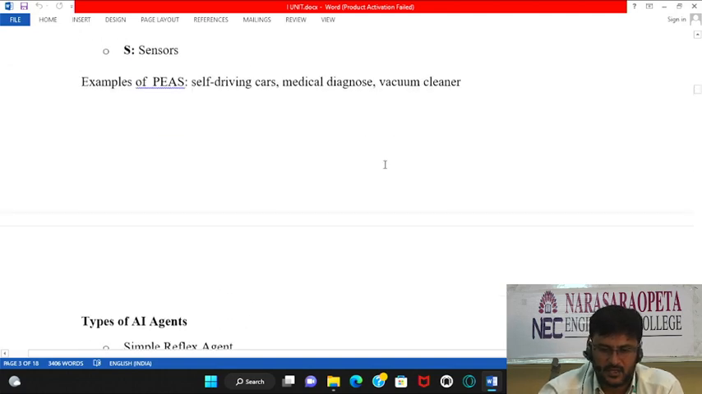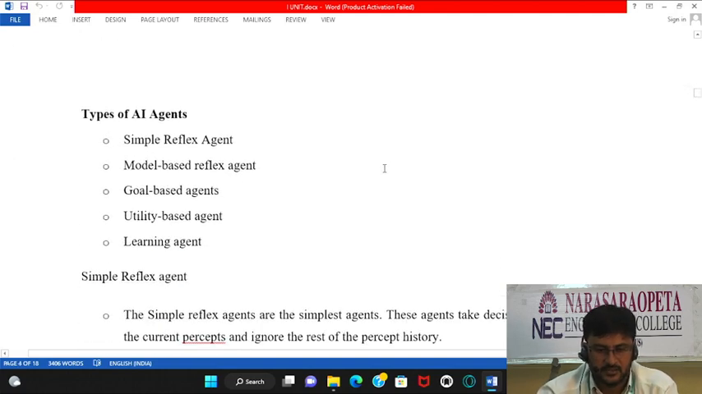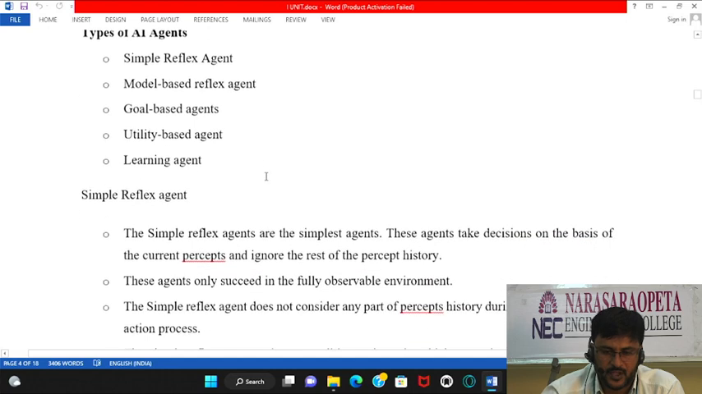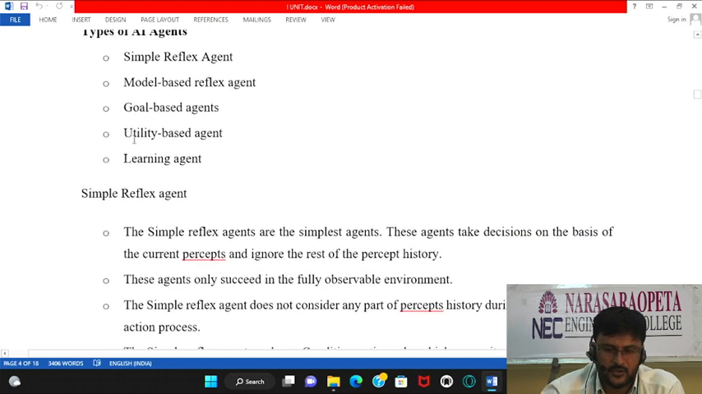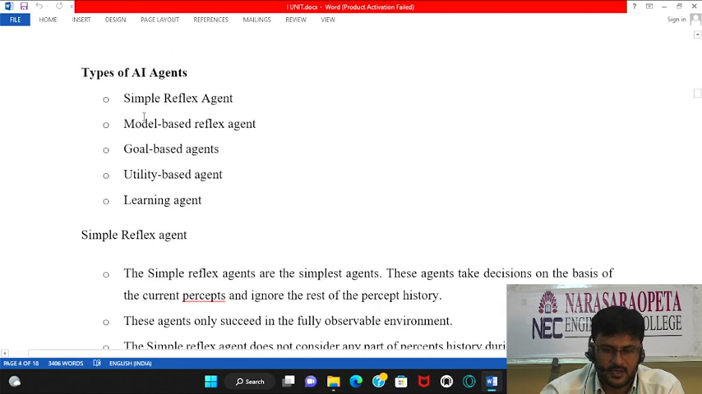So what are the types of AI agents? There are different types of agents: simple reflex agent, model-based reflex agent, goal-based agent, utility-based agent, and learning agent. So these are the types of AI agents.